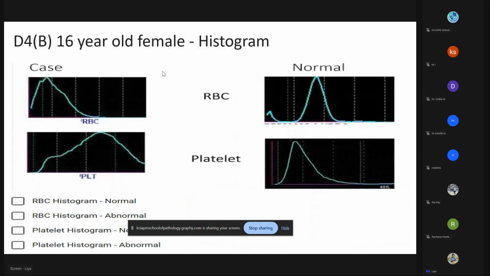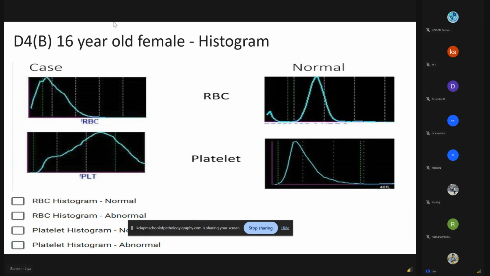Coming to the RBC and platelet histogram, we can see the RBC histogram is skewed to the left with the lower discriminator not touching the baseline, and RDW is increased here, showing the heterogeneous population. In the platelet histogram, platelet distribution width is increased with the upper discriminator not touching the baseline.